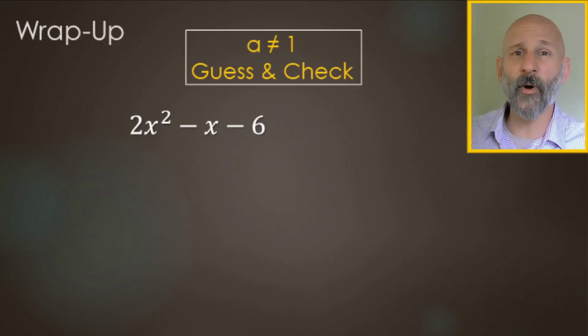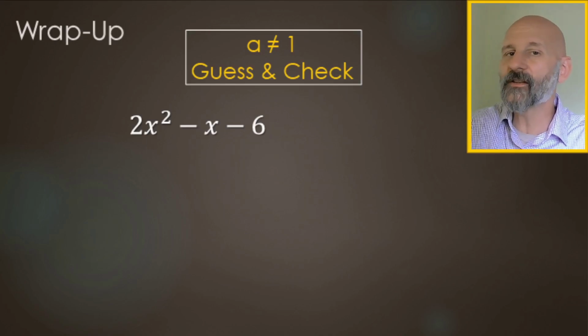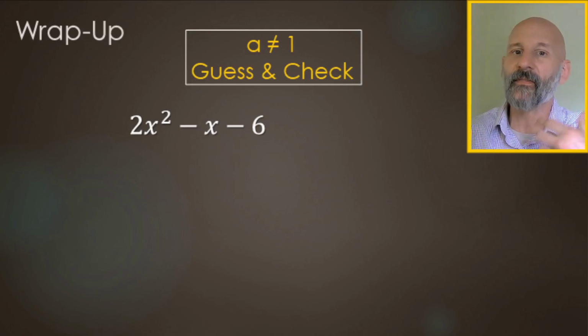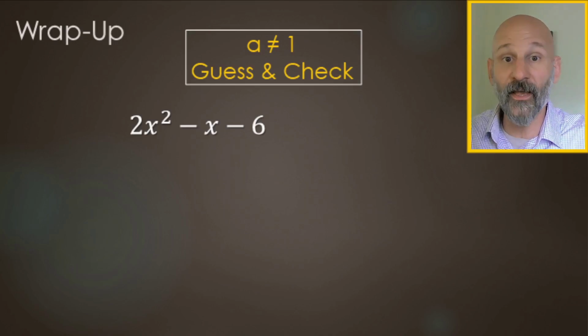So quick little wrap up here. When we're factoring using guess and check, that is when a equals 1 and you don't have a common divisor or common factor on any of those terms. If you do have that greatest common factor, undistribute that and then continue factoring. If there's no common factor, then this video went over the guess and check method.